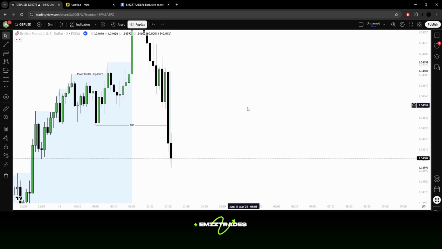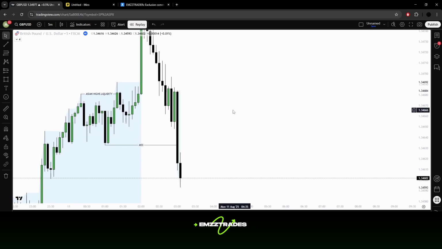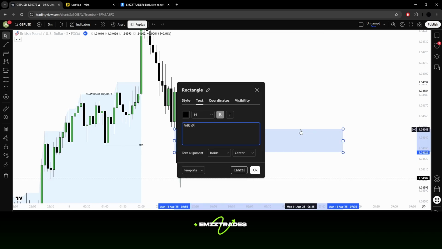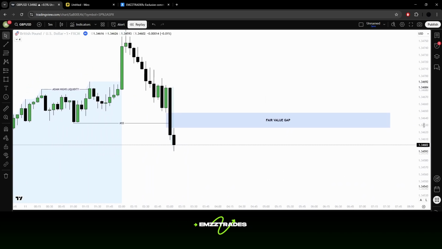All right, so what you need to do from here on out is find out where your fair value gap is. So we need to go for the best fair value gap that overlaps with the market structure shift, and you can clearly see it's this one right here. So this is what I'm going to be counting as my fair value gap. Now we're nearly done. All that's left to do is mark out our entry.